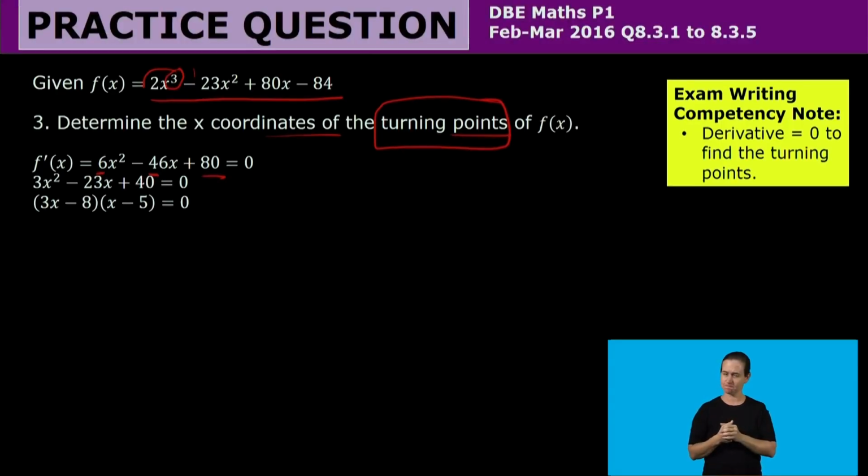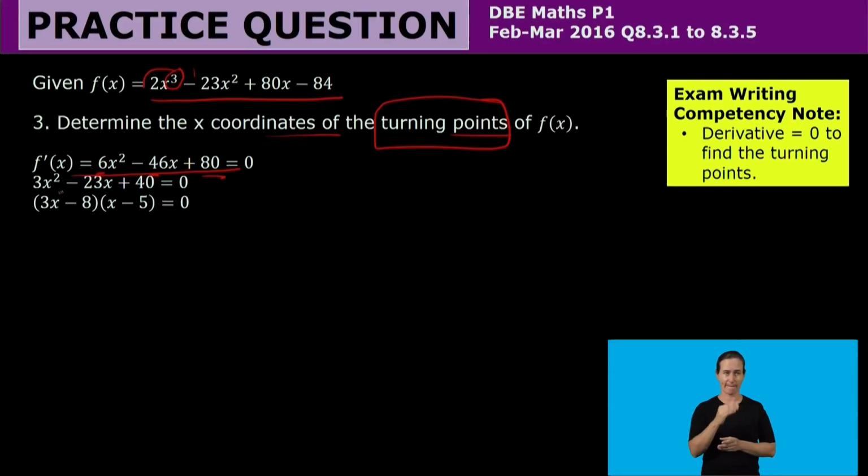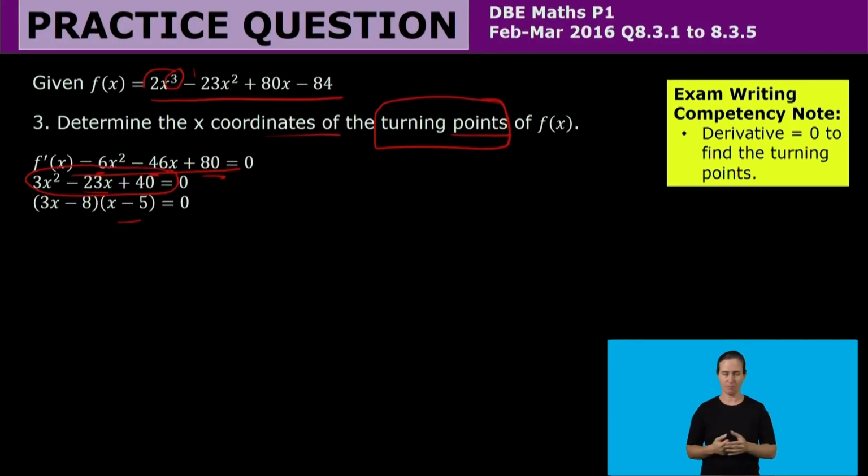Now, when you are looking for the coordinates of your stationary point, you need to set your derivative equal to 0. And we can simplify this a little bit further by dividing through by our common factor of 2. So we get 3x squared minus 23x plus 40. And this we can factorize further into brackets as 3x minus 8 times x minus 5 is equal to 0. So we get the x values of our stationary points as x is equal to 8 over 3 and x is equal to 5.